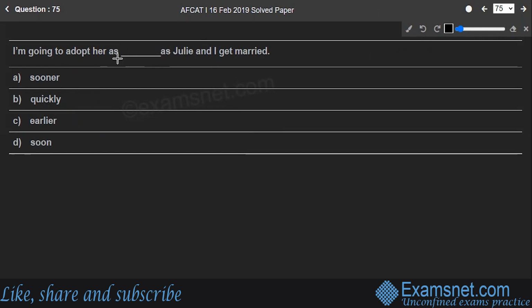That is when I'm just talking about, like, this will happen a very short time after that. When I'm talking about sooner, no, it's a comparison. I'm going to adopt her as sooner? No. As sooner is nothing. As quickly as, no. Earlier: early means near the beginning of the period of the time we are talking about. Early does not make the correct word which should be filled in the blank. So the word that should be filled in the blank is soon. I'm going to adopt her as soon as Julie and I get married. So we have option D as the answer to this problem.